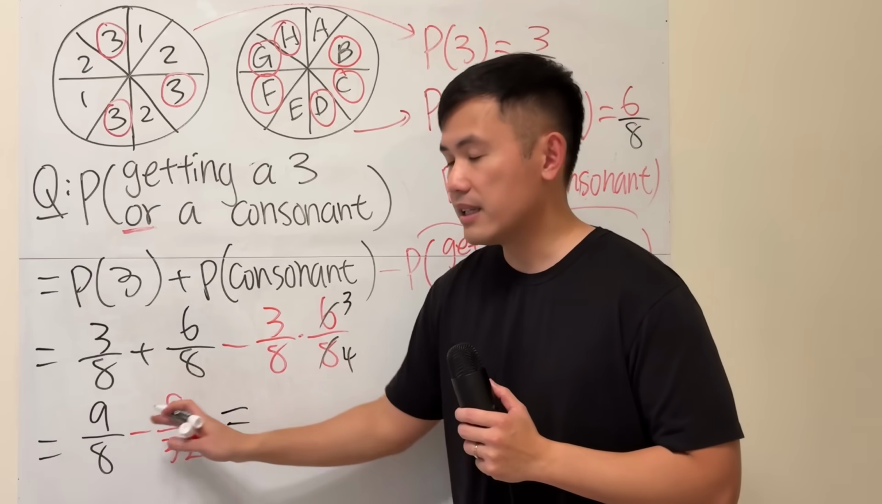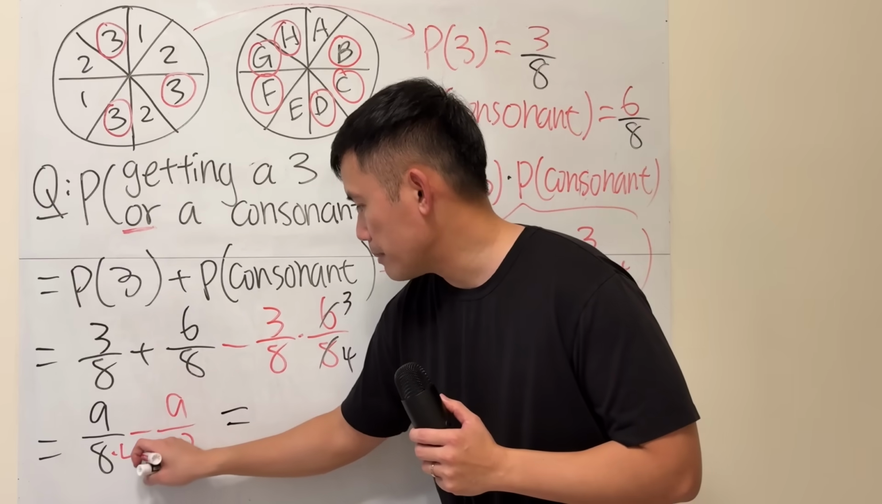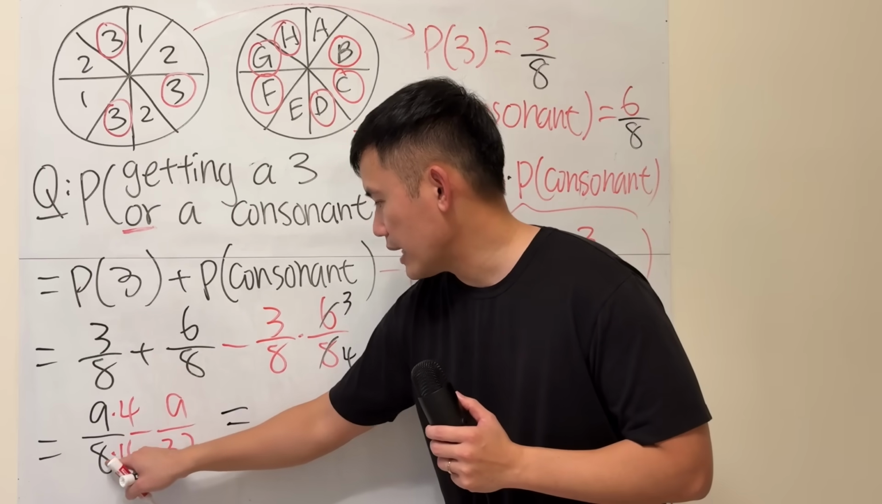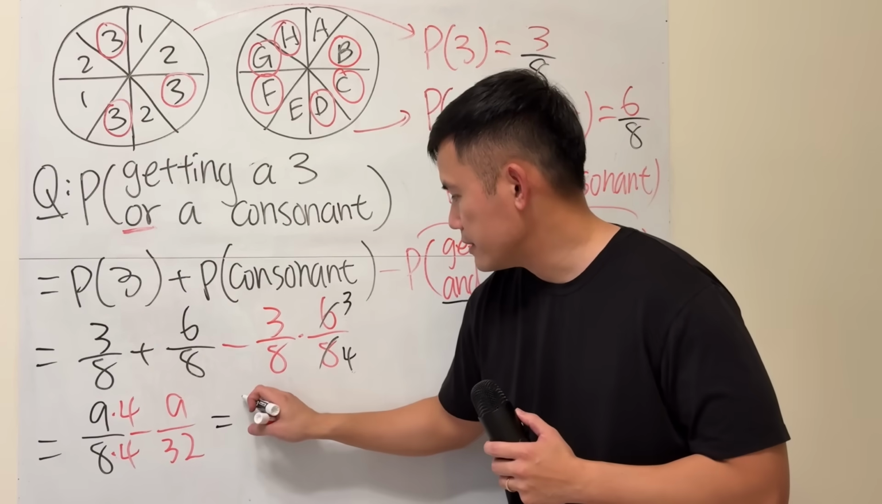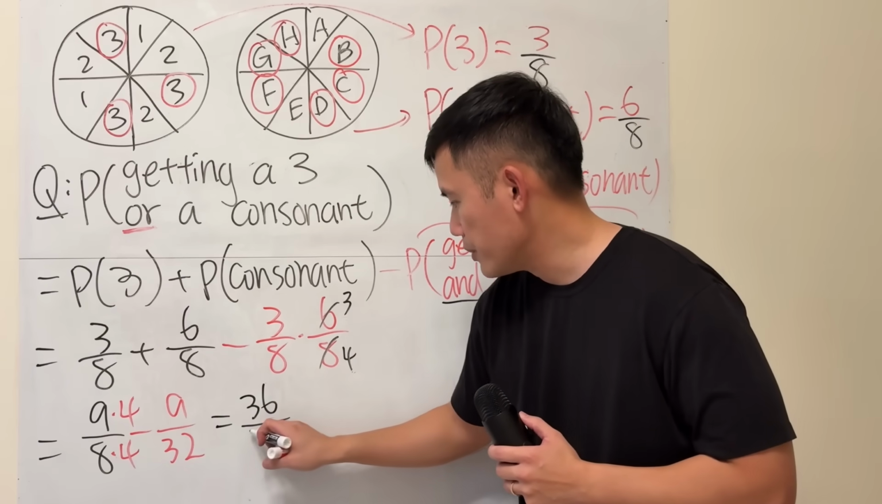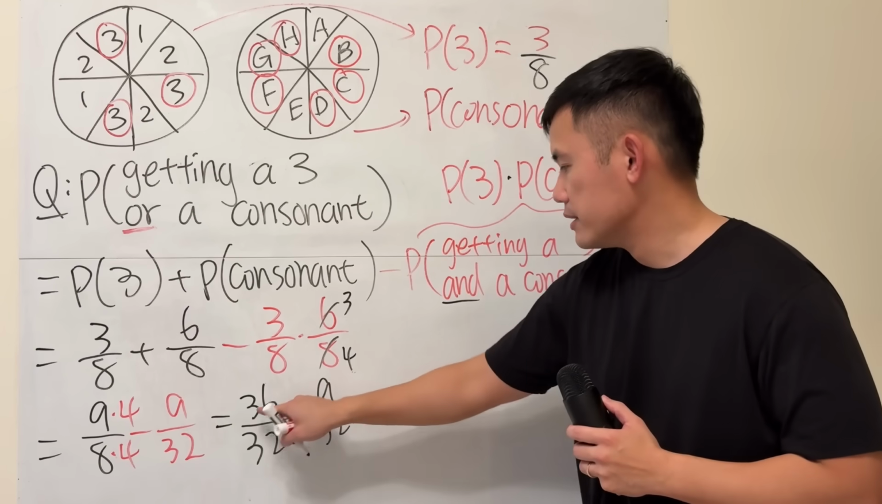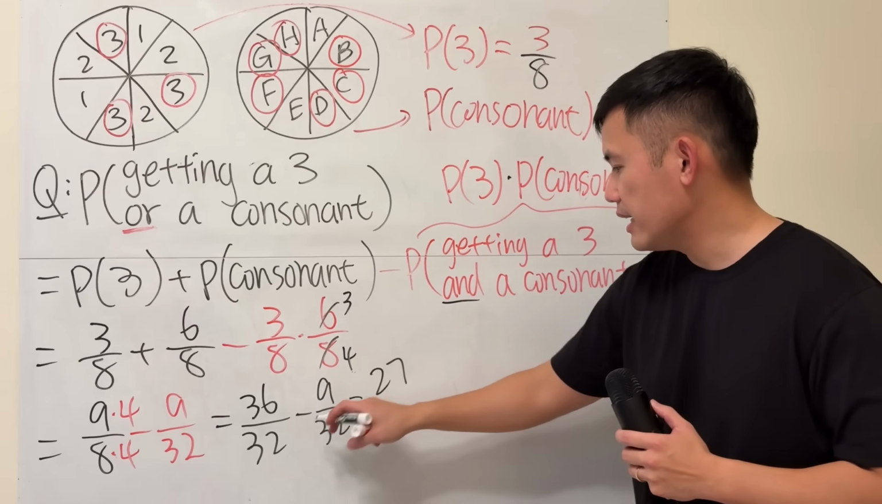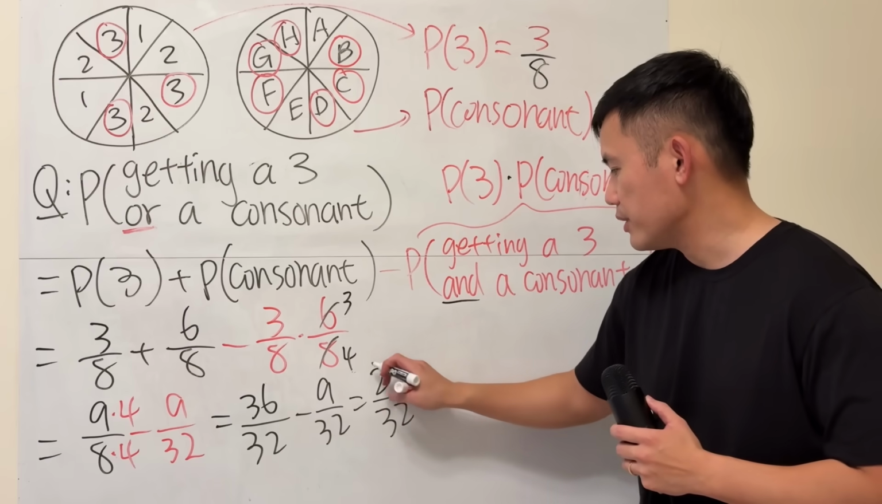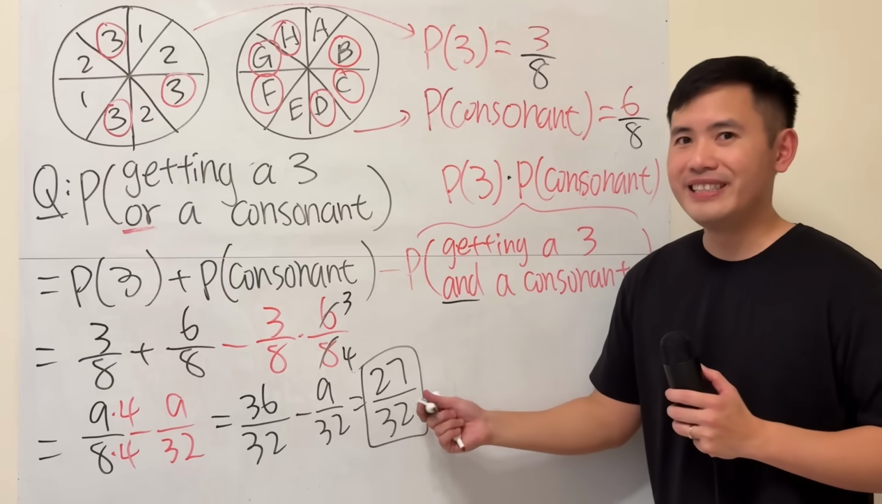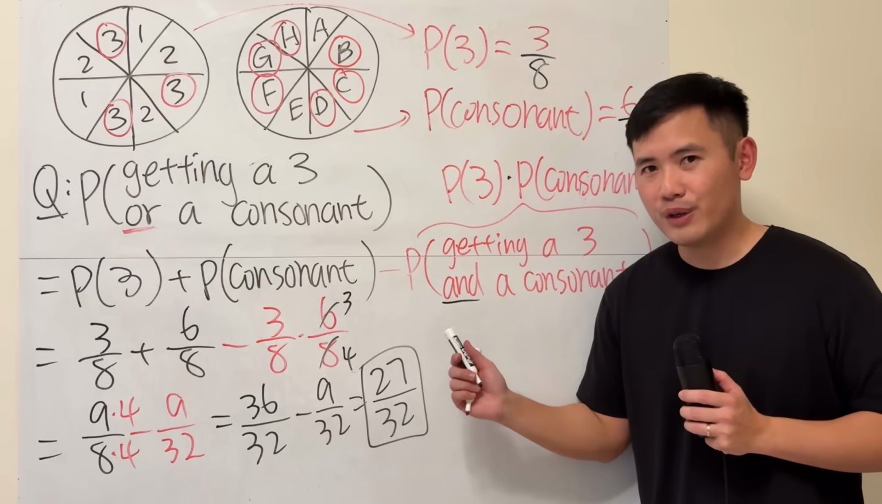And then let's get the common denominator. We multiply by 4, so we can have 32 on the bottom. So we have 36 over 32 minus 9 over 32. 36 minus 9 is 27, and then the denominator is still 32. And then we are done. The answer is 27 over 32.